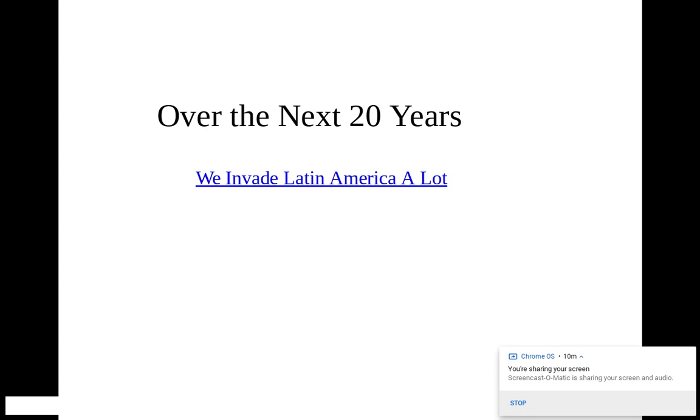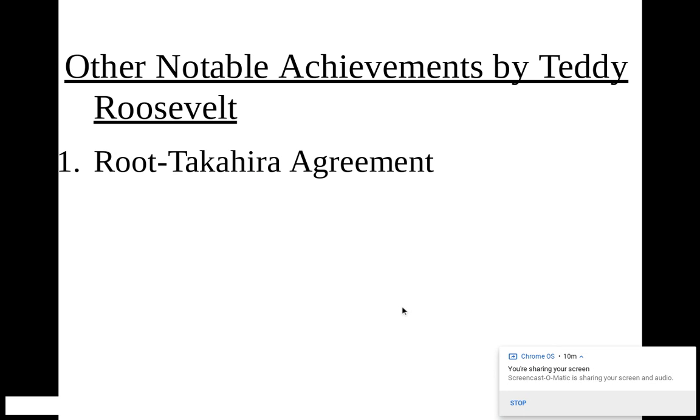So think about all these years where we're following an isolationist policy, and then after the Teddy Roosevelt corollary, after the big stick policy or doctrine, the United States invades Latin America over and over and over again, which leads us to Teddy Roosevelt's other achievements.